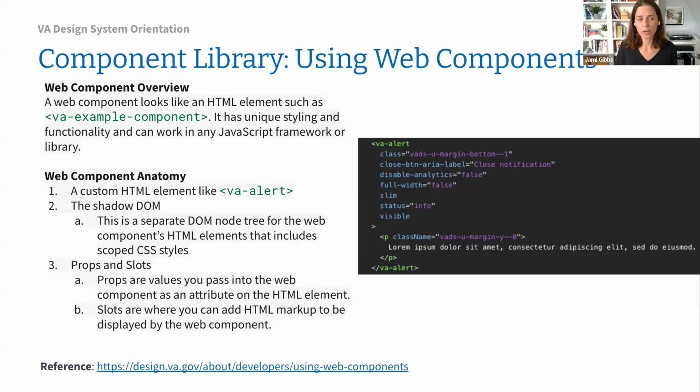The other piece of a web component is slots, and a slot is where you can add HTML markup to be displayed by the web component. And in the va-alert example, the slot would be everything in between the opening and closing va-alert tag. In this case, it's a paragraph. I have just some lorem ipsum text in there, and the va-alert is going to display that as part of its hydrated component through the slot.